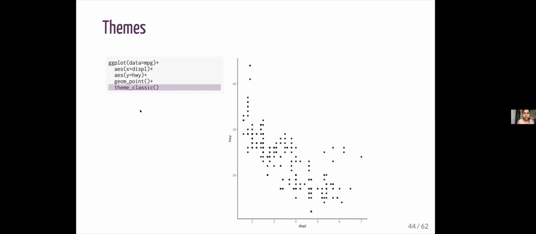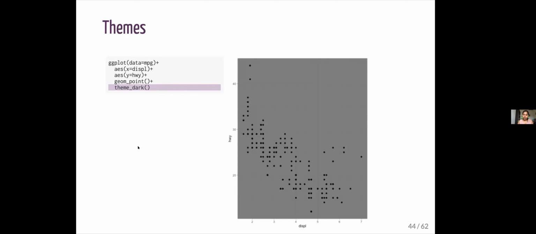So these are some built-in themes in ggplot. I can change it to minimal. So what does minimal do? It just removes those X and Y bars, and it's just really minimalistic. Change it to dark. This is what happens. So there are built-in themes that you can apply, and it will quickly change. Just with one function, it will change the overall look of your plot.